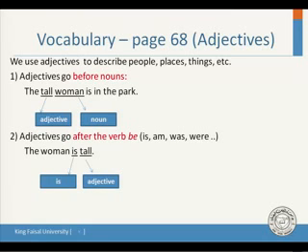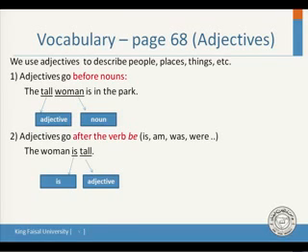Look at the example. The tall woman. Woman is a noun, and tall is an adjective. So first the adjective, then the noun. The tall woman is in the park. Okay? Now, adjectives also go after the verb be, like is, and am, and was, were.